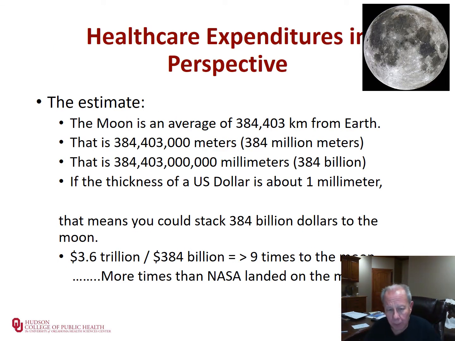Well, I started off the presentation saying we spend a ton of money on healthcare, and just to put it in perspective, I asked the question, how many dollars would it take to get to the moon? Well, it turns out that the moon is on average 384,000 kilometers from Earth. That's 384 million meters or 384 billion millimeters. Assuming the thickness of a US dollar is about 1 millimeter, that means you could stack $384 billion to the moon. But remember, we spend $3.6 trillion on healthcare in the United States. So if you could stack $1 bills, you could stack bills to the moon 9 times.